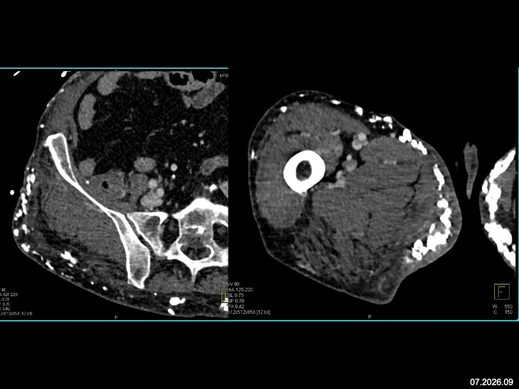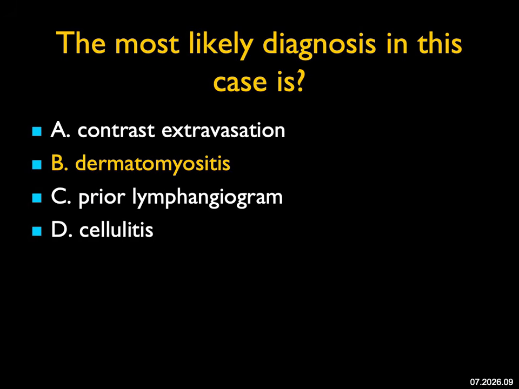This is a classic example of dermatomyositis. That's its look, high-density material. You can see high-density material in injections. We see that in the buttocks sometimes if patients get unusual procedures, but not this high density. This is typically, classically, going to be dermatomyositis, which it was.